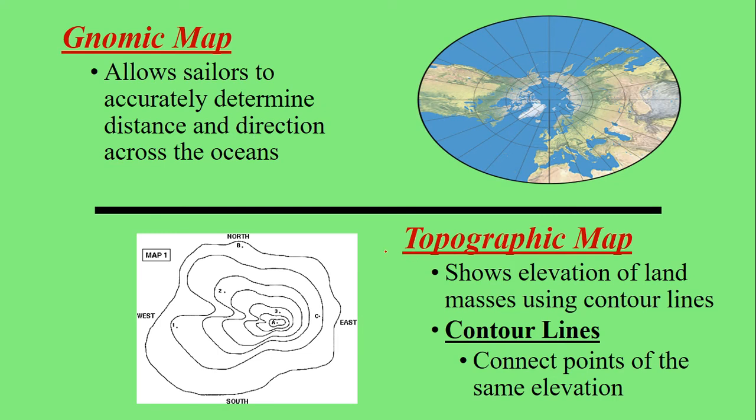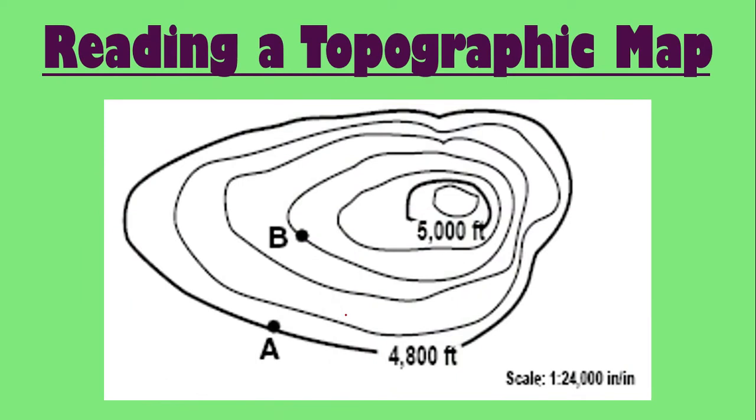And the last type of map is called a topographic map. You can see that in this picture here. It shows elevation of land masses using something called contour lines. A contour line is a line that connects the same elevation. We're going to see that a little bit better here in reading this topographic map.